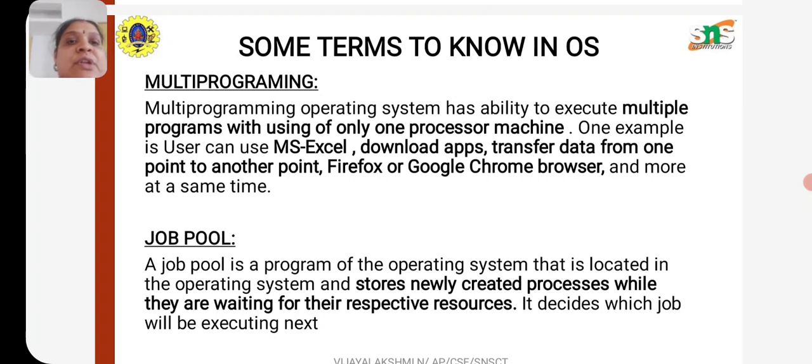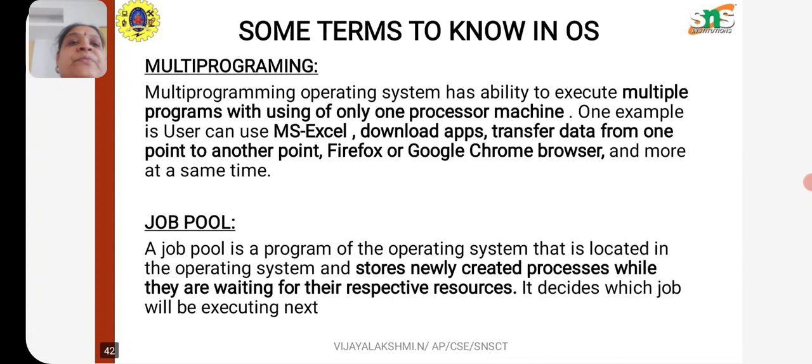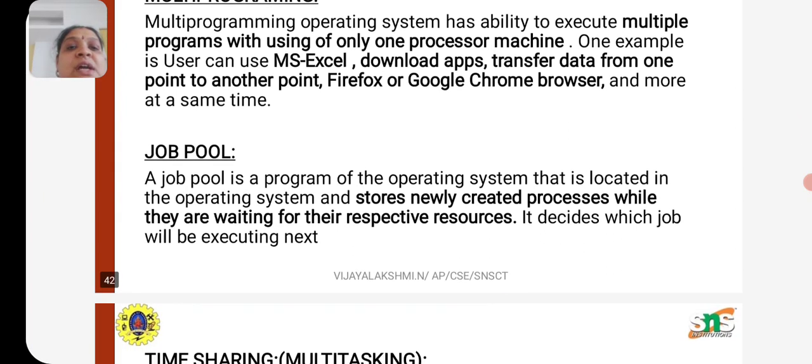machine. Say for example, a user can use MS Excel, download apps or transfer data from one point to another point, or they can open Firefox or Google Chrome browser and more at the same time. This is called a single system. We can perform multiprogramming. And the next terminology is called the job pool.